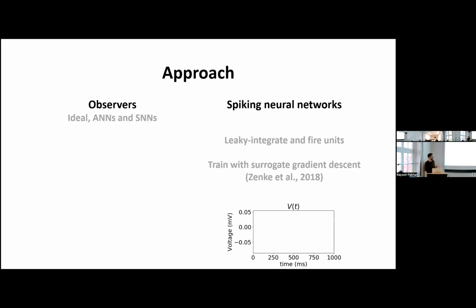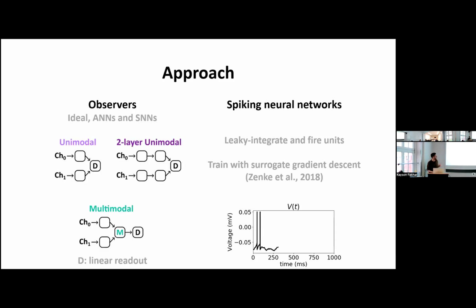So how can we train those networks of leaky integrate and fire units to solve tasks? A really nice solution for this is a method called surrogate gradient descent, which was published by Friedman and Zenke. And essentially, it's a little adaptation trick, which allows us to use backpropagation to train networks of leaky integrate and fire units to solve tasks. So that's what we do here.